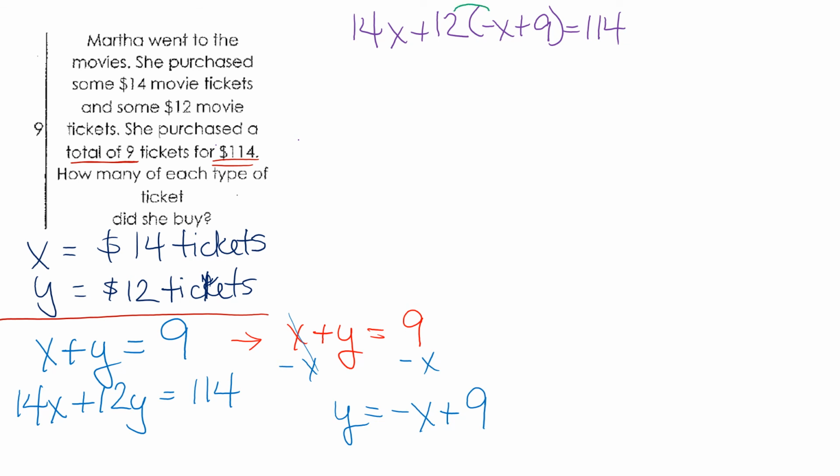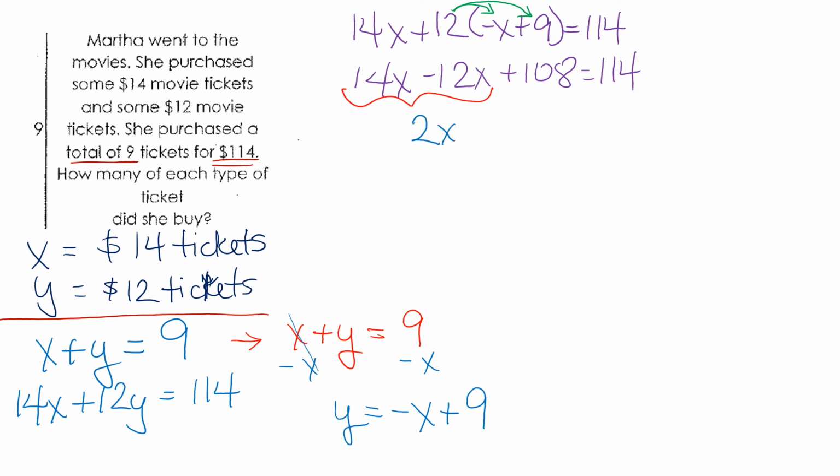Make sure you do your distributive property. 14x stays. x times negative 12 is negative 12x. 12 times 9 is 108. And bring down your equal sign and your 114. You want to combine like terms, so 14x minus 12x would give me 2x. Bring down your other terms you haven't used. We're trying to isolate that variable, so we are going to subtract 108 on both sides. And that's going to leave me with 2x equals 6.